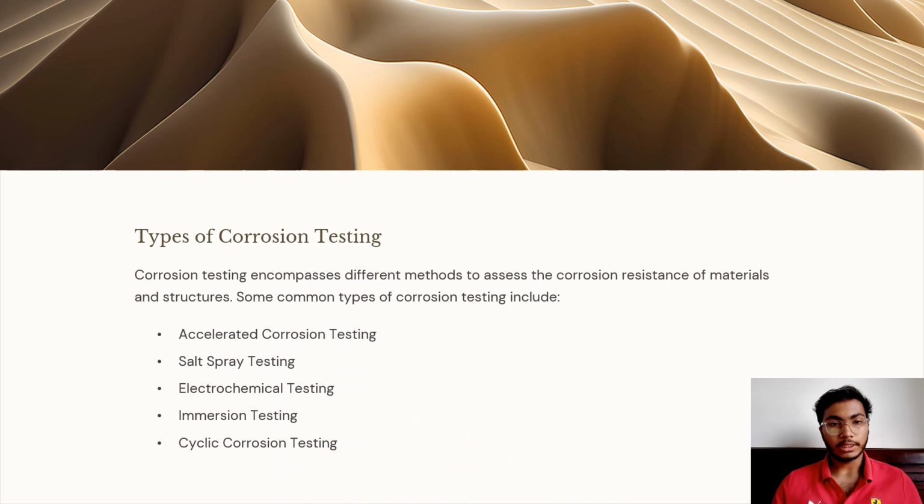Types of corrosion testing. Corrosion testing encompasses different methods to assess the corrosion resistance of materials and structures. Some common types of corrosion testing include accelerated corrosion testing, salt spray testing, electrochemical testing, immersion testing, cyclic corrosion testing, etc.